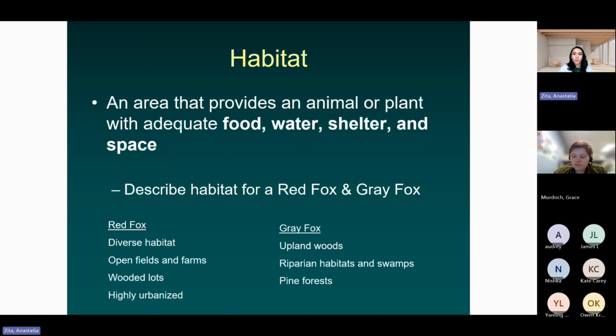Okay. So habitat, this is an area that an animal or plant lives in. It needs to have food, water, shelter, and space to survive. And in Fairfax, a good example of two different habitats would be the red foxes versus the gray foxes habitat, where red foxes tend to have a wide variety of habitats that they can live in, whereas gray foxes need a bit more of a specific habitat in order to survive successfully.